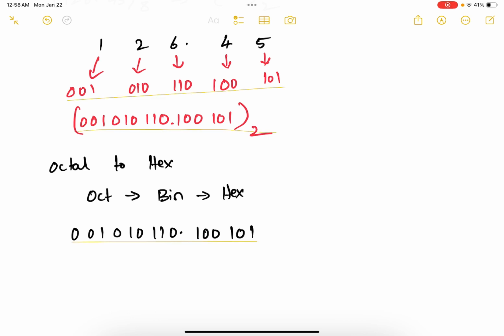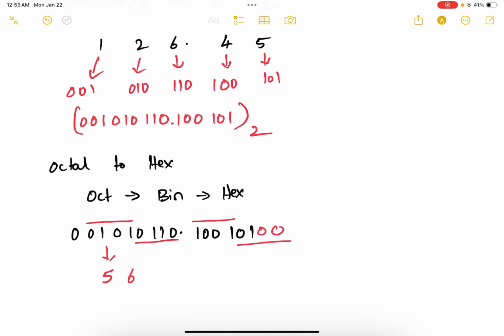That would be the first group and the second group. The third group will be just 0, so let's ignore that. This will be the first group, this will be the second group. Now let's do it into hex. So this one, 101, is 5. You can look at the table.